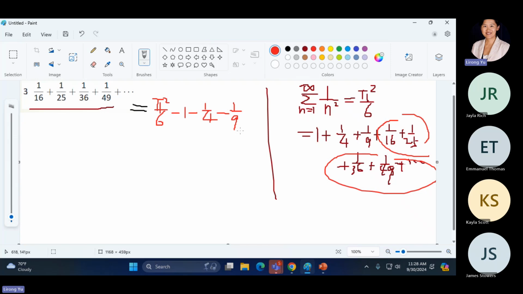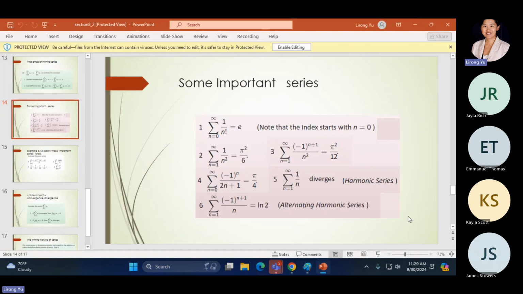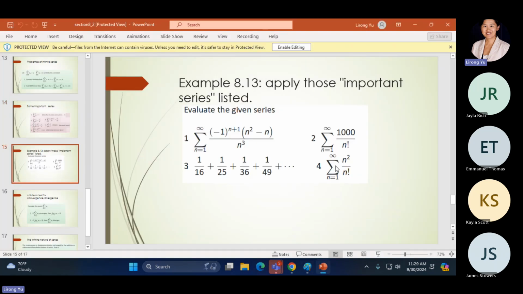And the rest you will probably have to use a calculator. Pi is irrational, these are rational. So it's easier to write that number than having a decimal approximation. Any questions? That's the example number 3. Example number 4, we see it with this.